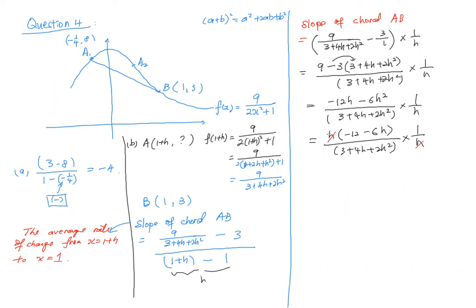As h approaches 0, as A approaches B, the slope of a chord, the average rate of change, will approach the instantaneous rate of change. So you write down f prime. This is a sense of limit as well. f prime(1) will be equal to the limit as h approaches 0. If you don't want to copy down the whole thing, also can. If you want to copy down the whole thing, also can. If you don't want, you just say slope of the chord AB.